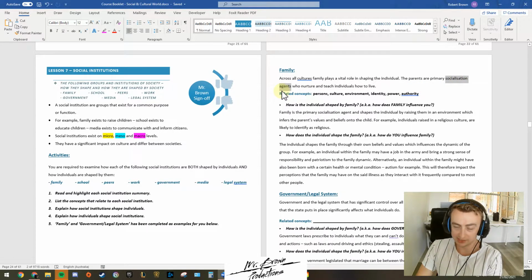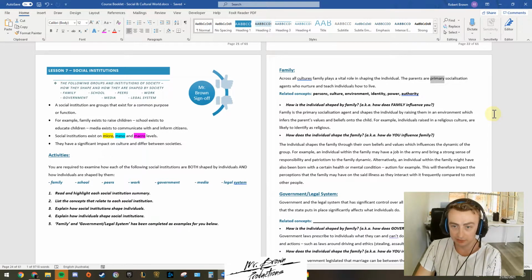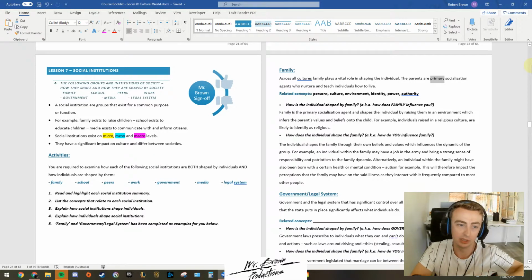But a socialization agent is someone who essentially influences how you grow up. And the word that we've used as primary here means that they are the main source, or the number one, or the main contributing factor. If we said something was secondary, in this context it would be not at the top but to the side. So a secondary socialization agent might be a teacher. I can still influence you, but I don't influence you as much as your parents do.